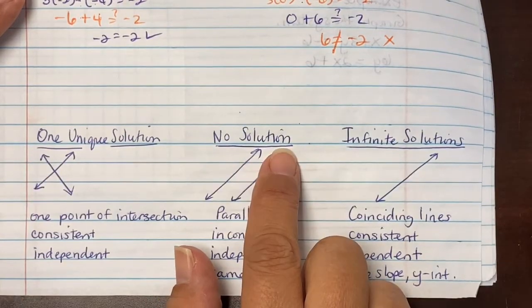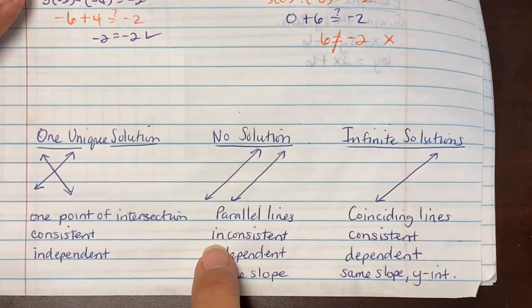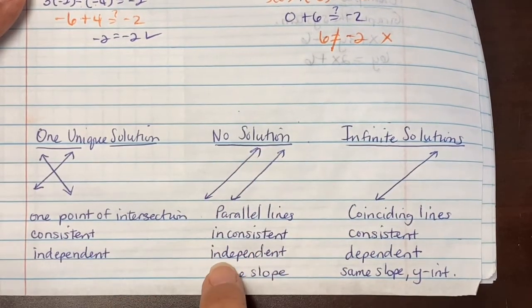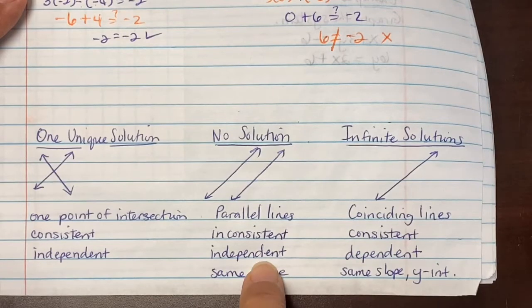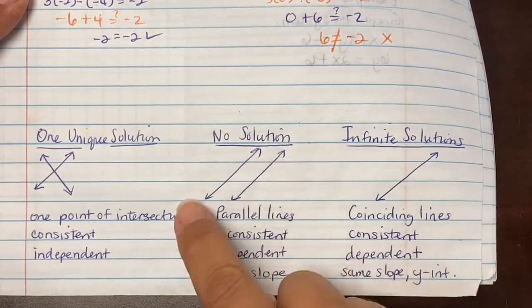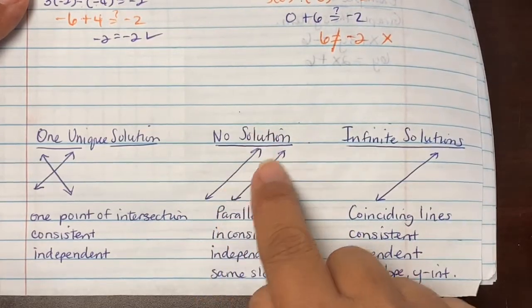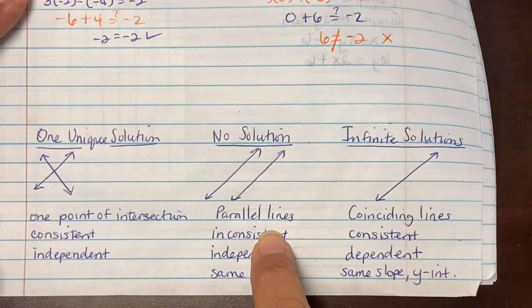A no solution system, you will see parallel lines. They will run side by side. They're known as inconsistent, they're independent, and they have the same slope. They are independent because I see two separate graph lines. They have the same slope because they are running parallel to each other.